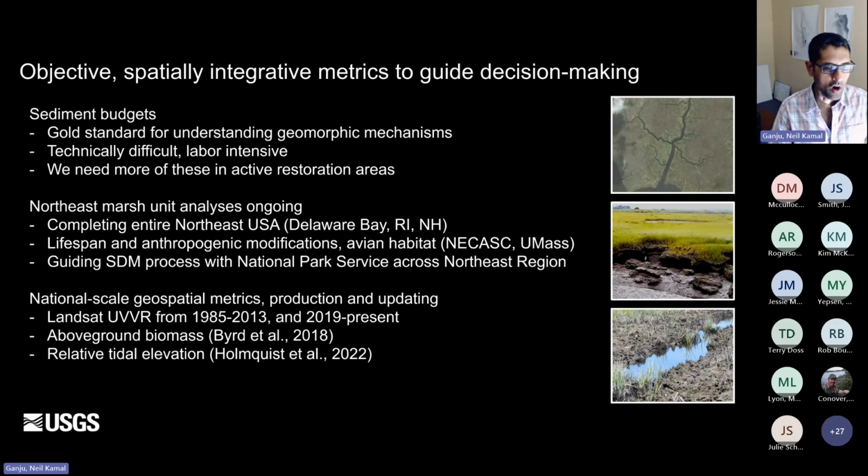And then lastly, there are national metrics that we've done at 30-meter resolution that might be useful for looking at restoration projects if you bring in not just the UVVR, but also above ground biomass, which tells you something about habitat, as well as the tidal elevation, which tells you something about relative position in the landscape.